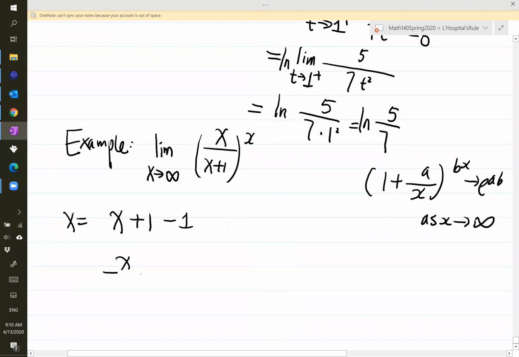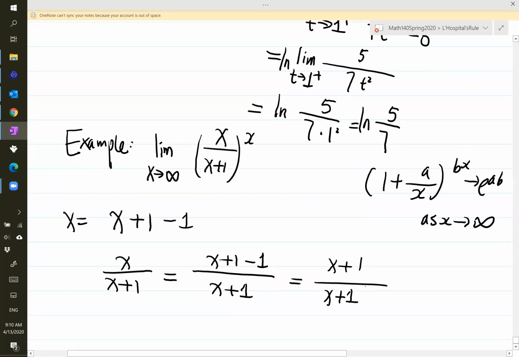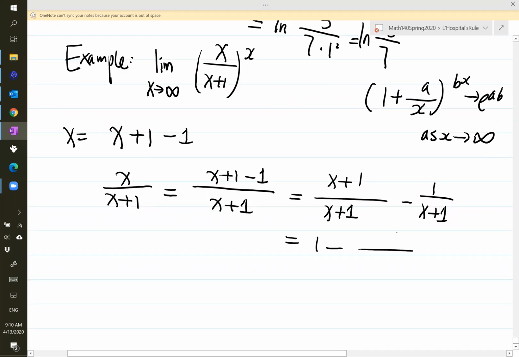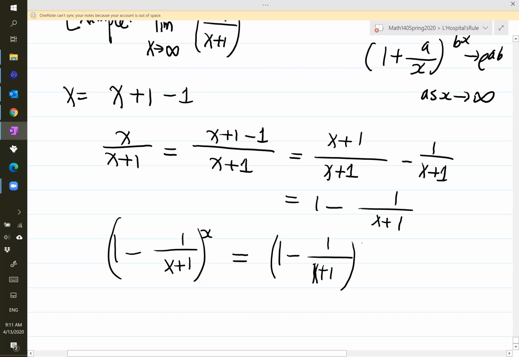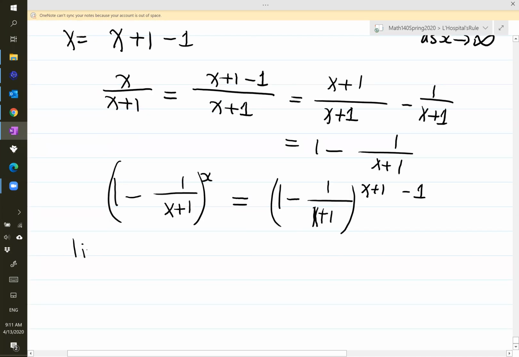We can write x over x plus 1 as x plus 1 minus 1 over x plus 1. So we get 1 minus 1 over x plus 1, to the power x. You can write this as 1 minus 1 over x plus 1, to the power x plus 1 minus 1. Then we find this limit as x approaches infinity.